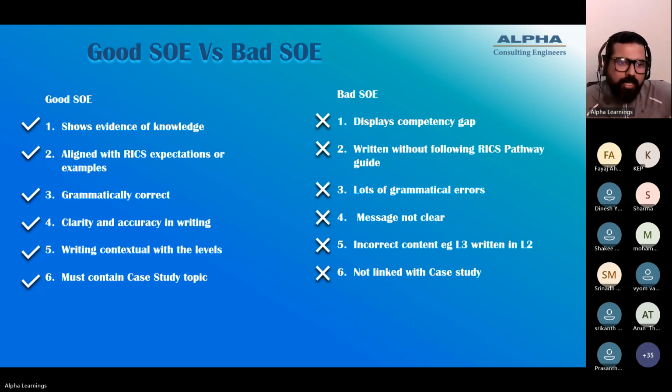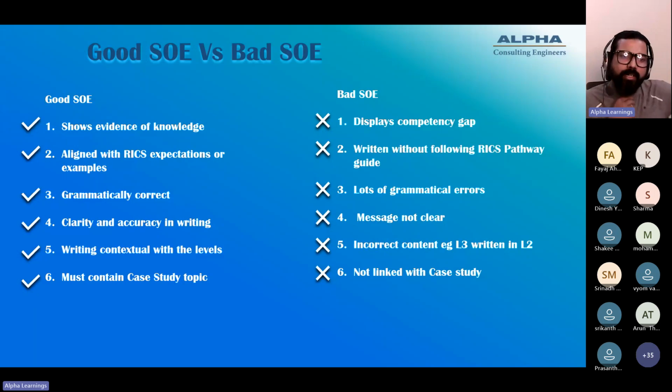Clarity and accuracy in writing means your sentences should be grammatically very clear, and the information that you are providing should be accurate. Okay, accurate.